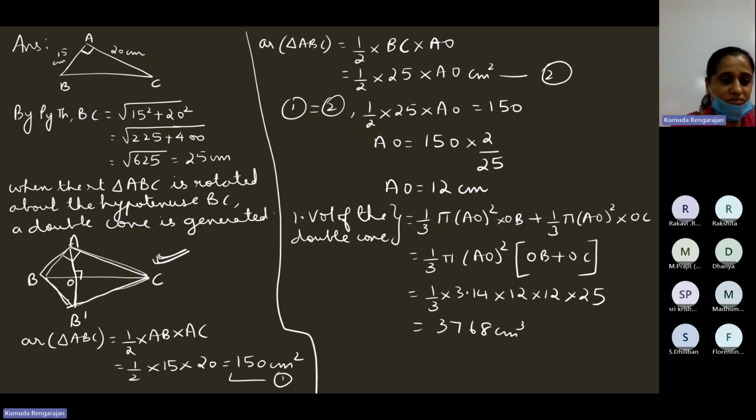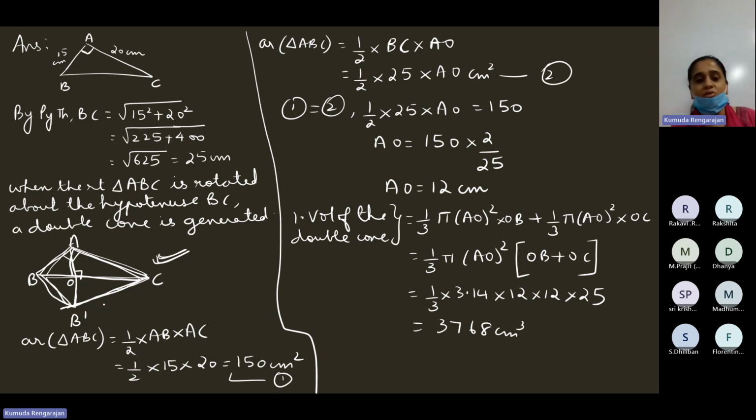On the left side, you see one cone. On the right side, you see the other cone. They're stuck to each other. Right? Now, what did we do? We found the area of the triangle ABC using the formula half product of legs. Half into AB into AC. 15 into 20, we got 150. The area of the same triangle ABC you can find using half into base BC into height AO.